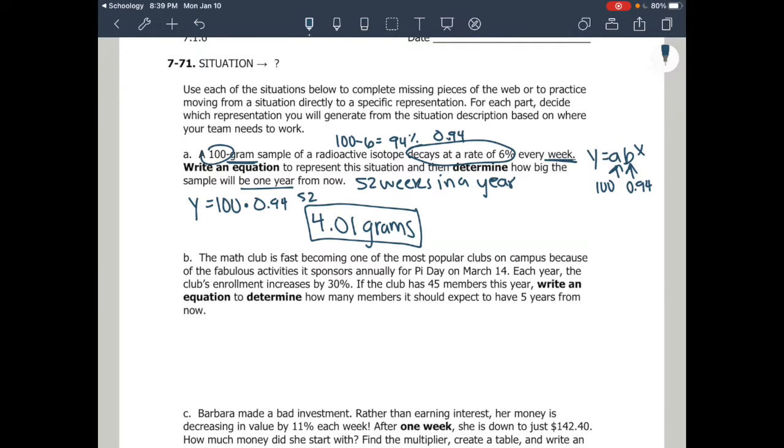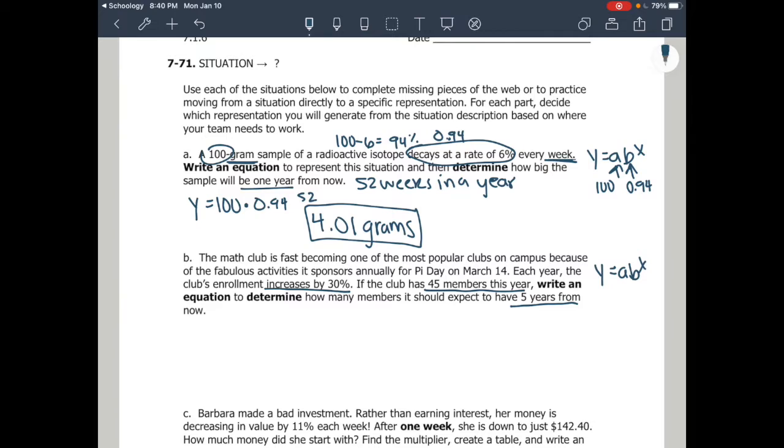Okay, so the next one says the math club is fast becoming one of the most popular clubs, obviously, on campus because of the fabulous activities it sponsors annually for Pi Day on March 14th. Each year, the club's enrollment increases by 30%. If the club has 45 members this year, write an equation to determine how many members it should expect to have in 5 years from now. So I started underlining all the important info probably. So we're going to write it in y equals a times b to the x power form. And then we're going to plug some stuff in to solve.